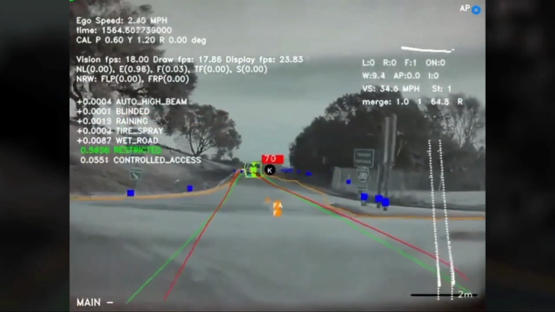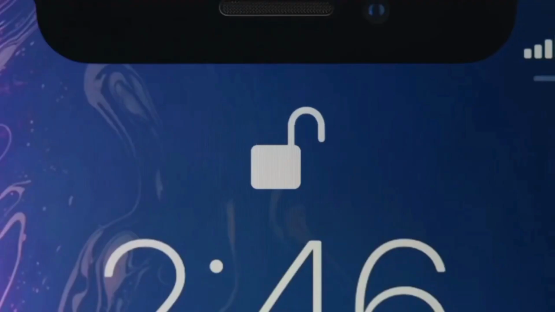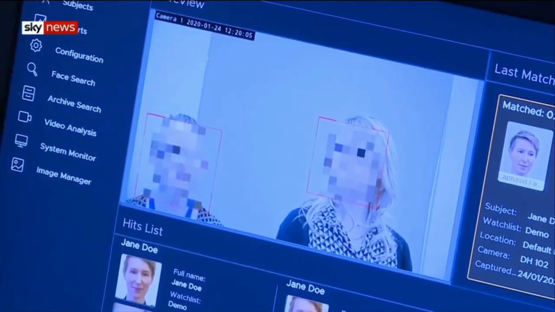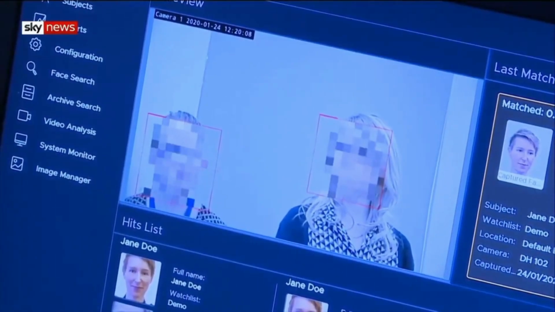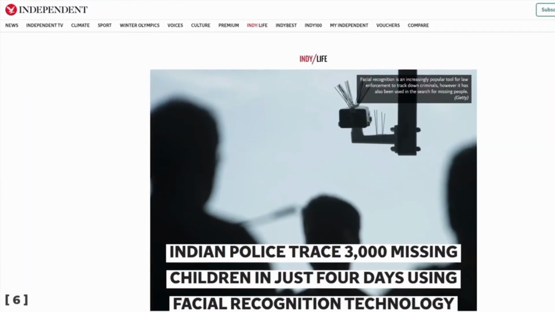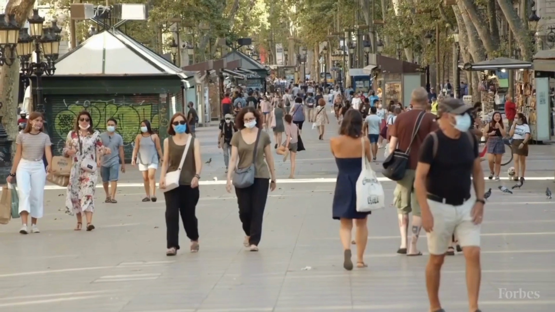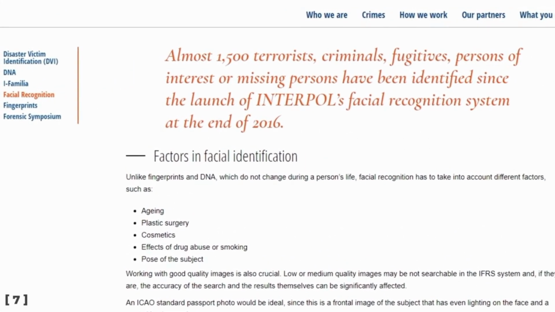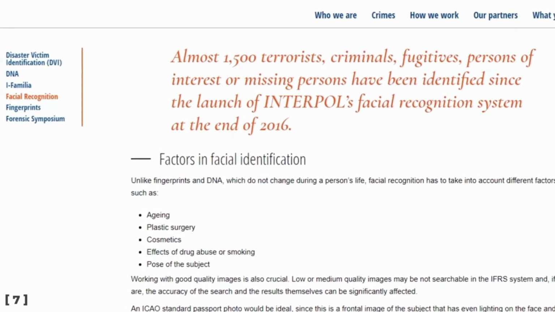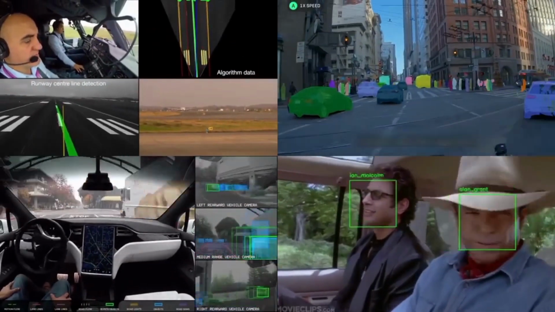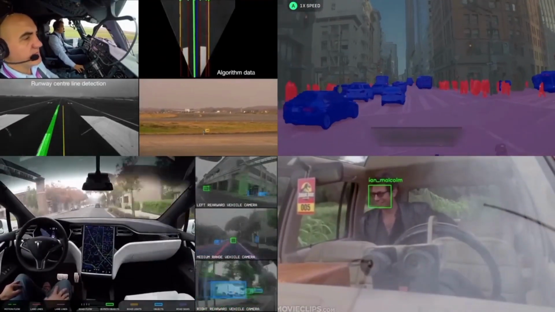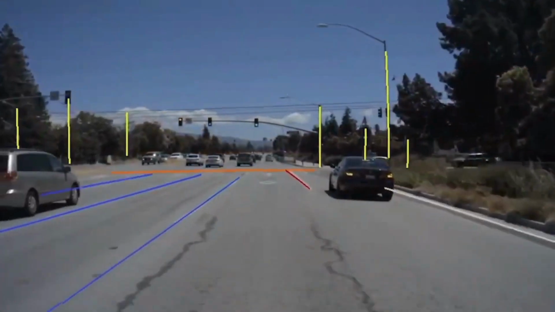One of the most popular uses of computer vision is facial recognition. The unique architecture of our faces allows machines to perform fantastically accurate face matching to validate our identity or find missing persons. Since the launch of their facial recognition system in 2016, Interpol identified almost 1,500 terrorists, criminals, persons of interest, and missing people. These applications are our triumph in a decades-long effort to make computers see the same way we do. That said, it's not always that positive.